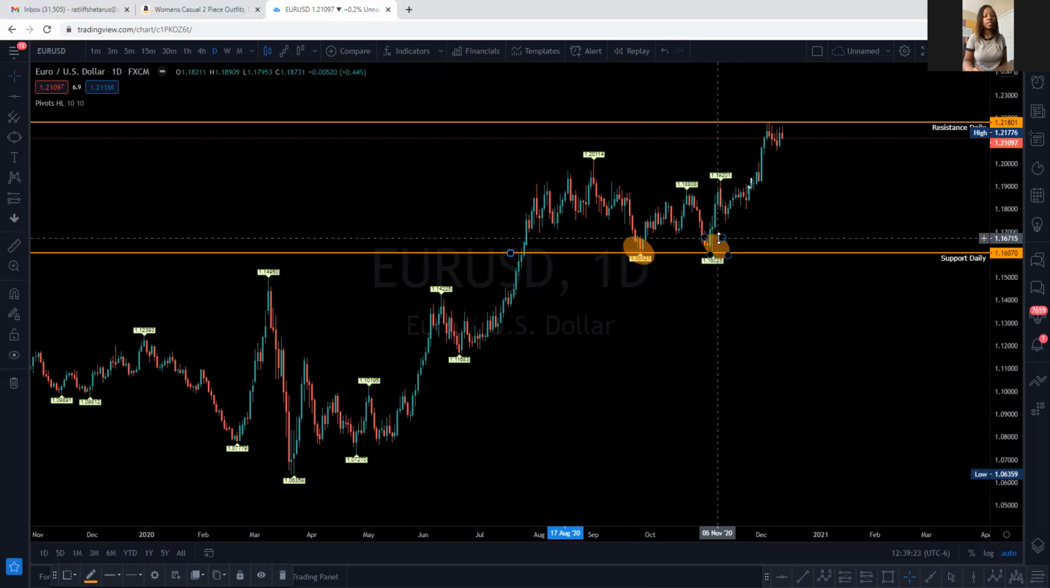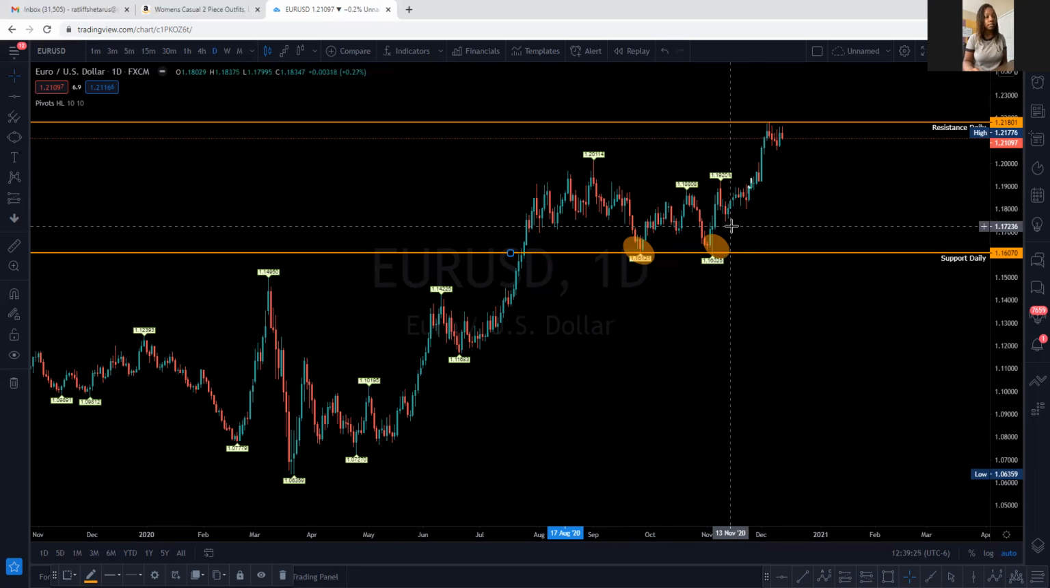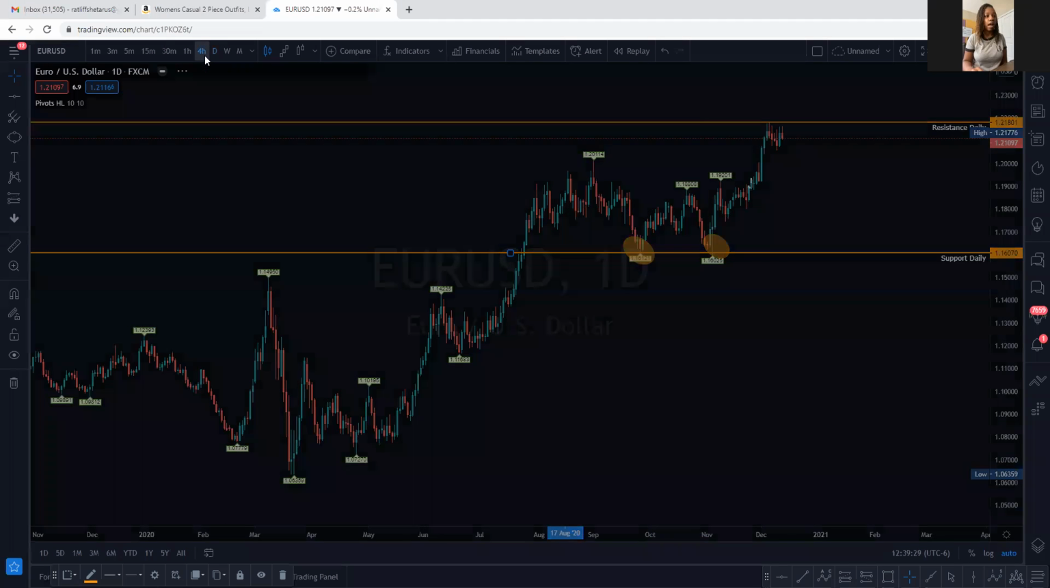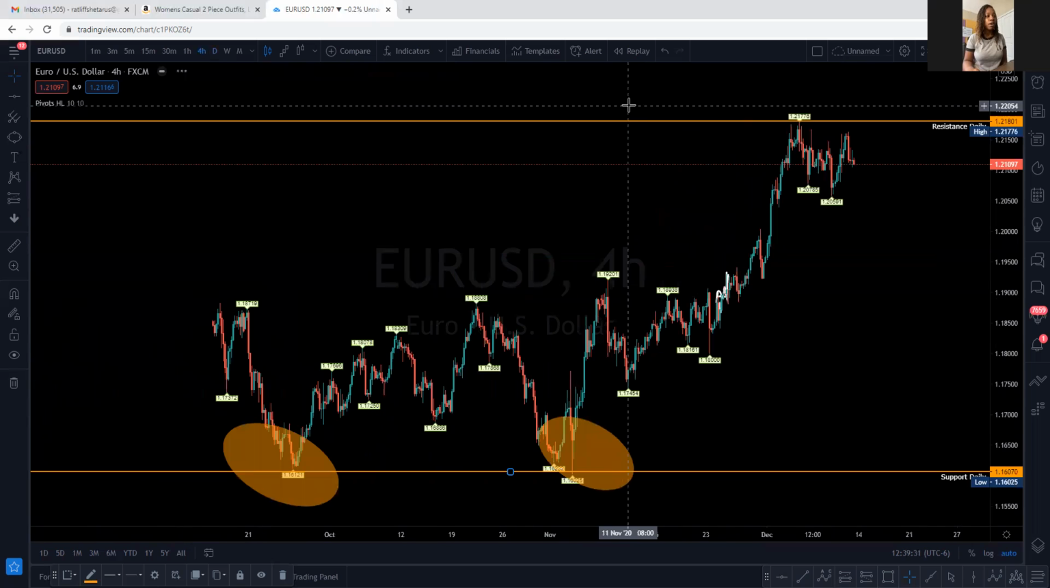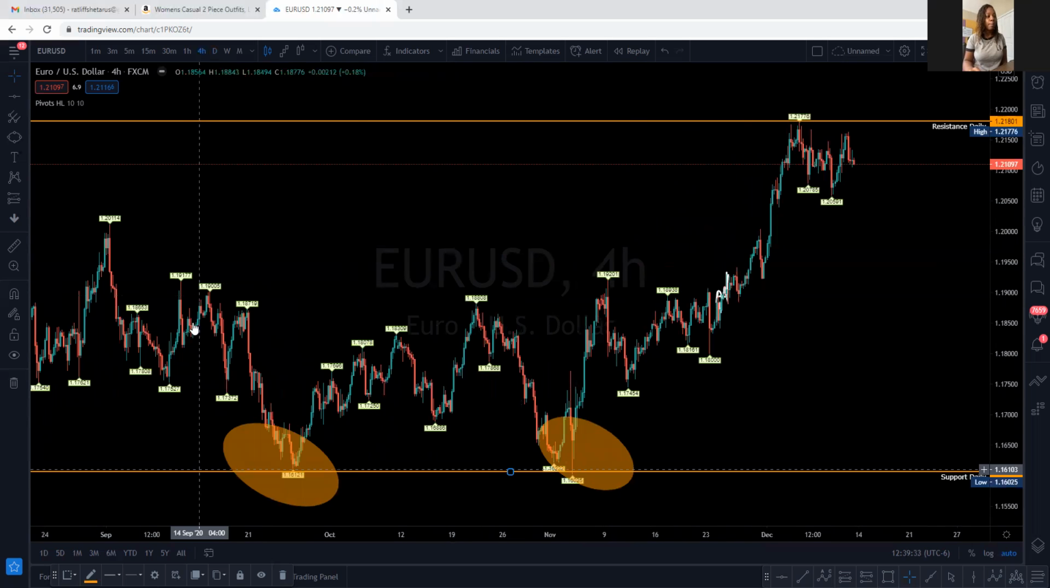Because we really want to just get in the market and get out so we can make some money. Now we're going to go down to our 4-hour chart. If you notice, price has been bouncing from this line up, bouncing down, up to here.